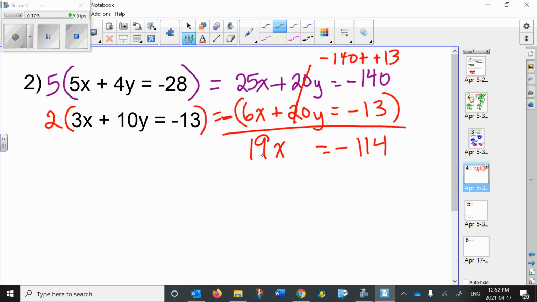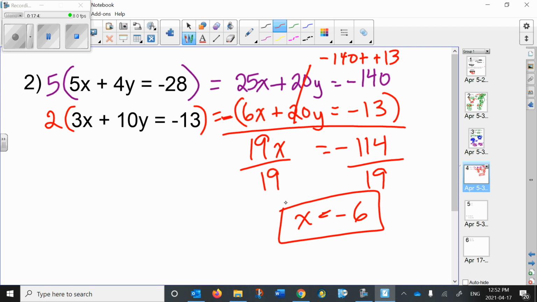Okay, and then we got to get x by itself, so we're going to divide by 19, and we get x is equal to negative 6 when you divide 114 by 19. So x is negative 6.